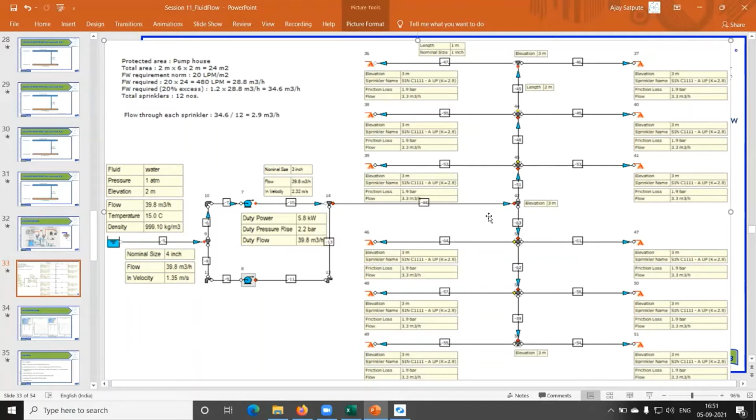Clear? So we have to make sure that the sprinklers are arranged in such a way that each and every square inch of the area to be protected gets water.